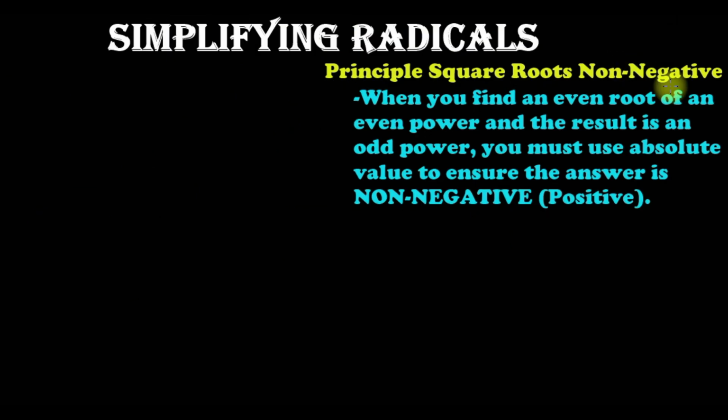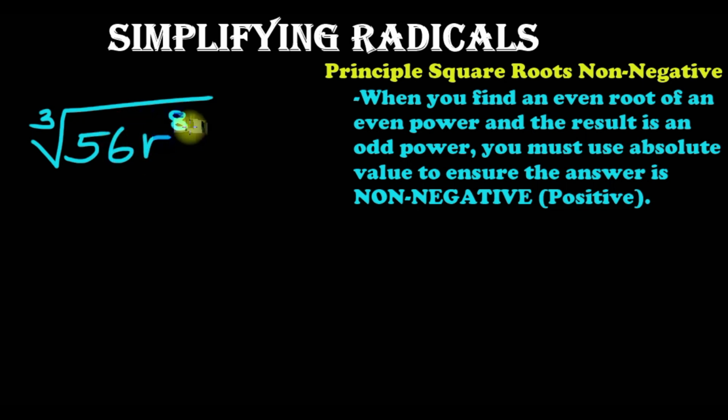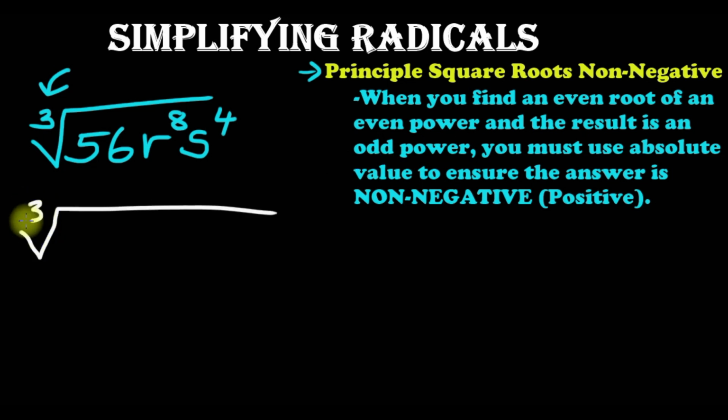Okay, so let's look at the next example. So here we have a cube root, so your index number is a 3, and then it's 56 r to the 8, and then s to the 4. So now we're working with a cube root because your index number is a 3. So this does not apply. You don't need an absolute value at all, no matter what. So we're going to rewrite now.